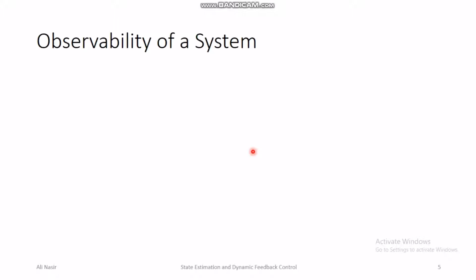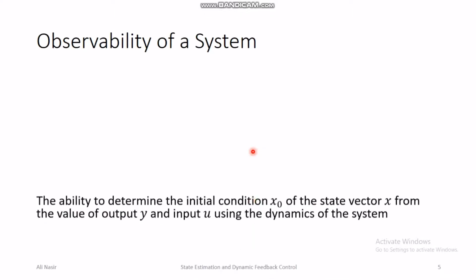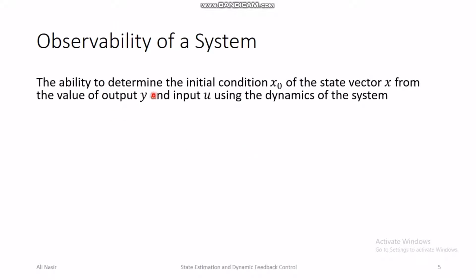Observability. Now we come to the point. What is observability of a system? The ability to determine the initial value of the state vector from the value of the output that is coming from the sensors and the value of the input that is calculated using the control law or any other equation, using the dynamics of the system.